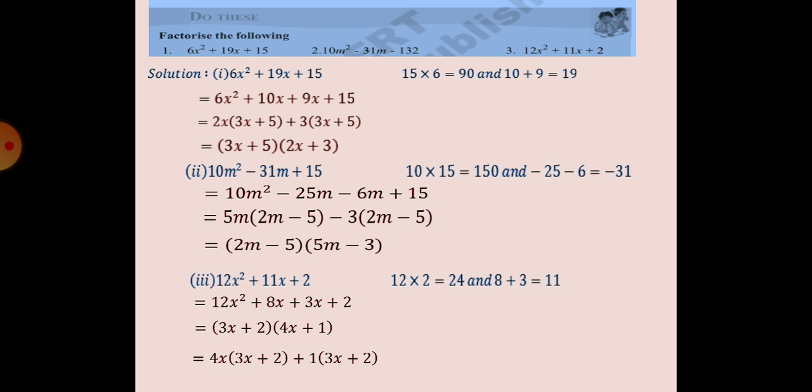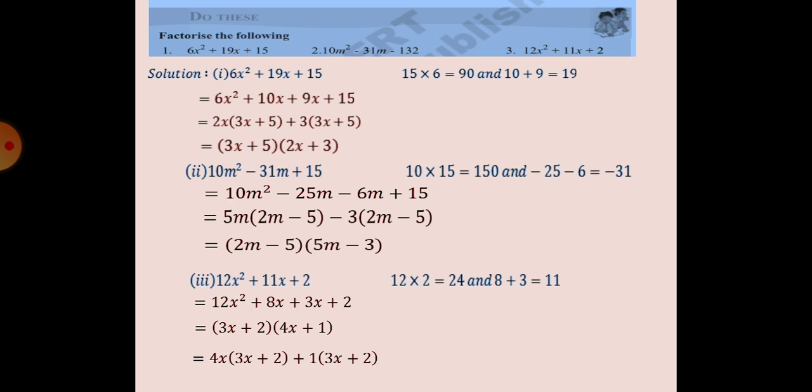And the factors of 150 such that their sum is 31 are 25 into 6 is 150 and minus 25 into minus 6 also gives plus 150. But I need the middle term to be minus 31. So according to the need, we will allot the signs to the factors. Because I need minus 31, here I did minus 25 minus 6. These problems we did already in 8th class. If you don't remember, practice this properly.